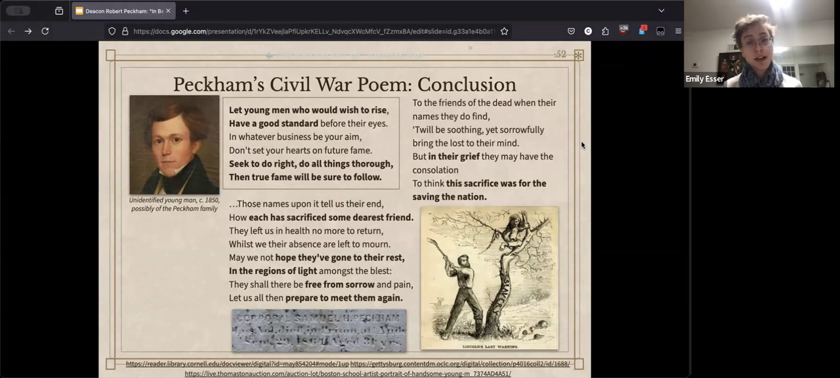And so he says, in a little piece of advice at the very end, let young men who would wish to rise have a good standard before their eyes. In whatever business be your aim, don't set your hearts on future fame. Seek to do right, all things through, then true fame will be sure to follow. And it certainly seems that he followed his own advice.